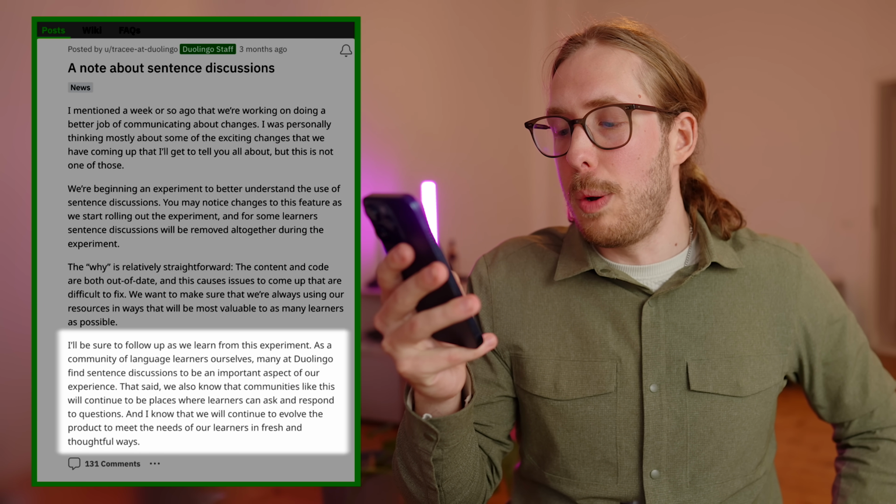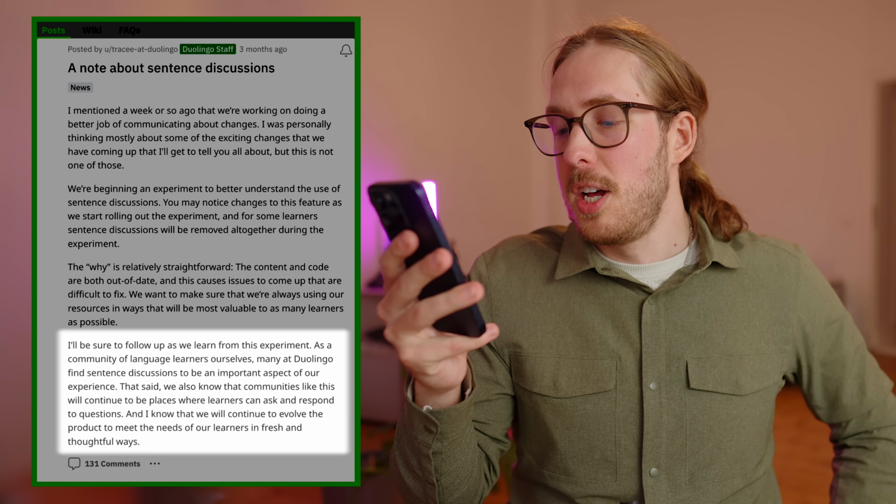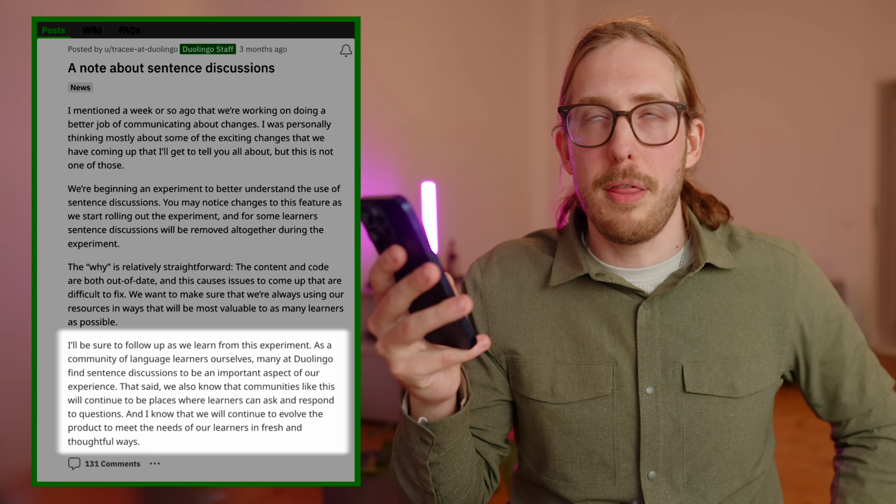And I know that we will continue to evolve the product to meet the needs of our learners in fresh and thoughtful ways. All right, but if it really is about code, then why the heck did they turn off adding comments to the sentence discussions tab for months? Not to fix it during that point. I thought at that point, that's what they were gonna do. They were just kind of fixing the code.